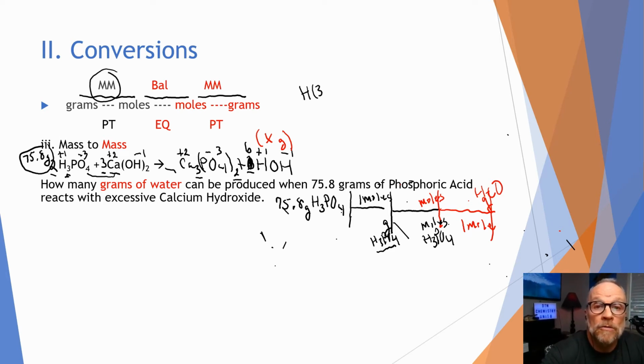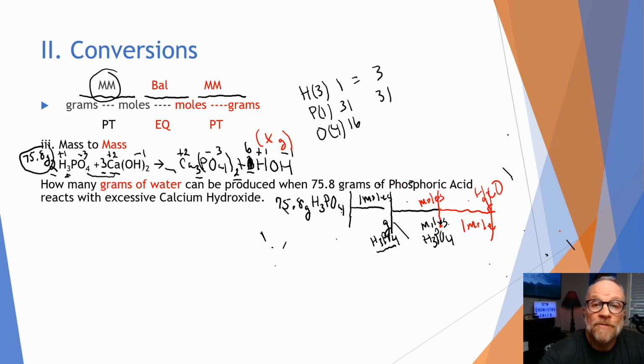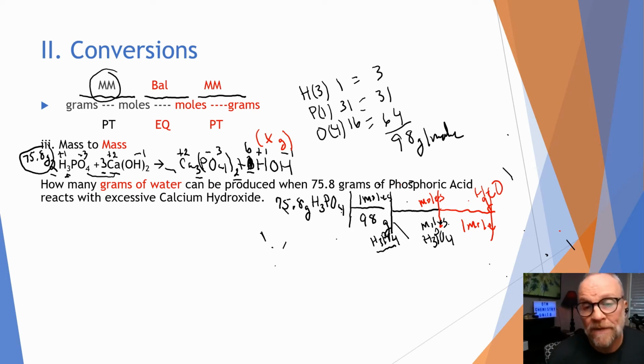Have 3 moles of hydrogen, 1 mole of phosphorus, and 4 moles of oxygen. 1, 31, and 16. 16 times 4 is 64 there. 4, 5, 6, 7, 8, that'd be 98 grams per mole. 98 grams per mole. All right, so now if we were to leave it there, we would just have moles of H3PO4, but we've got to change from moles to moles right here in our next step.